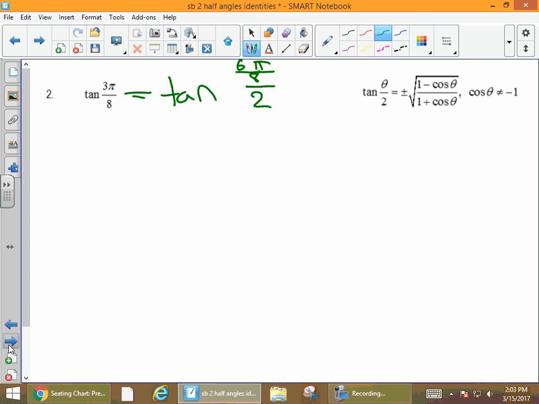But then 6 pi over 8, we can simplify that to something we know. What is 6 pi over 8 simplified to? It's going to be 3 pi over 4 divided by 2. This is the same as tangent of 3 pi over 8. We just rewrote it in a different way that we can solve for. So it should be 3 pi over 4 divided by 2.